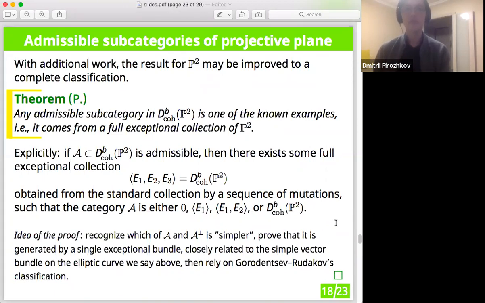And I guess more generally, we know that we cannot expect any kind of Jordan-Hölder filtration claims about semi-orthogonal decompositions. So it is not true that given arbitrary 2 decompositions, you can refine both of them to get the same components. This is not true.